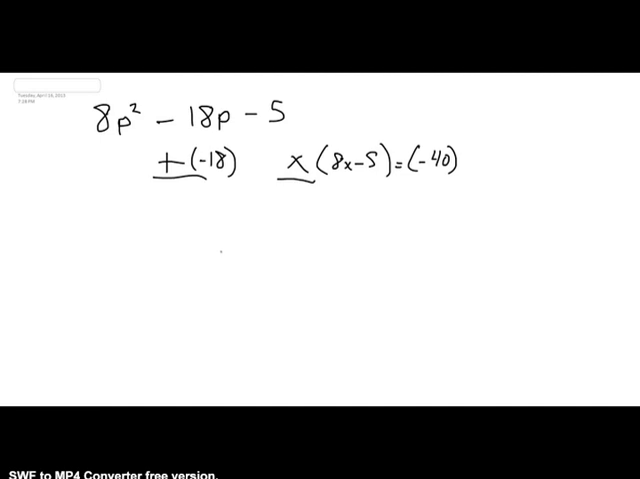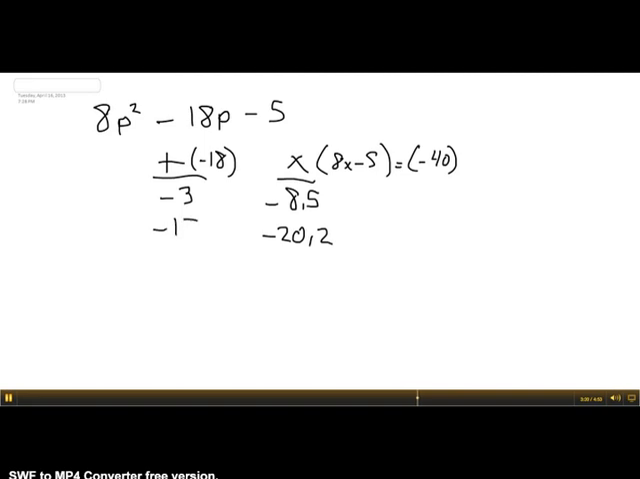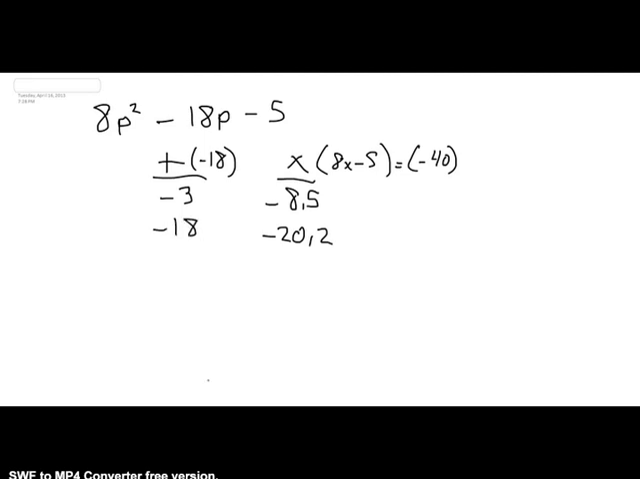Well, the only way to get two numbers to multiply to make a negative is if one's positive and one's negative. So let's think of the numbers that multiply to make 40. The first one that comes to mind might be, let's say, negative 8 and positive 5. But this one won't work because negative 8 plus positive 5 is negative 3. So let's think of another pair. What about negative 20, positive 2? Adding these together definitely gives us the negative 18 that we're looking for.